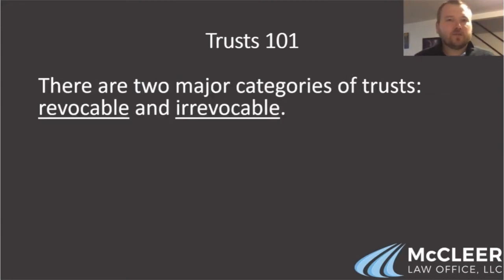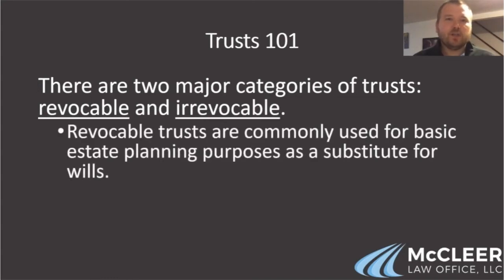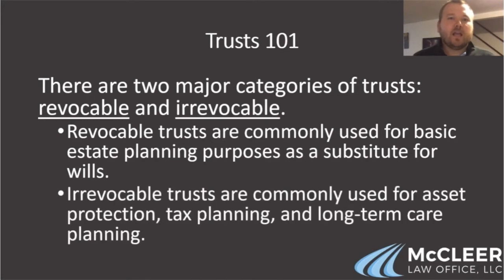Now, there are two types of trust. I already mentioned revocable. There's also irrevocable. Revocable trusts are commonly used for basic estate planning as an alternative to wills. Irrevocable trusts are commonly used for asset protection, for tax planning, and for long-term care planning. When I put together irrevocable trusts, they are most commonly used for long-term care planning. But here we're focusing on the differences between wills and trusts, so I want to focus primarily on revocable trusts.